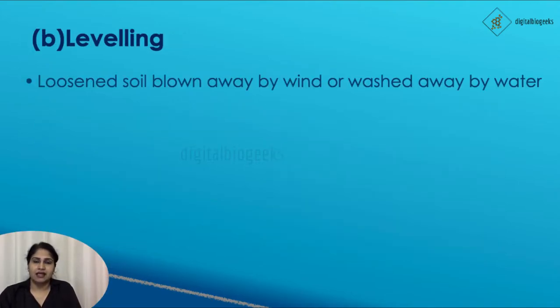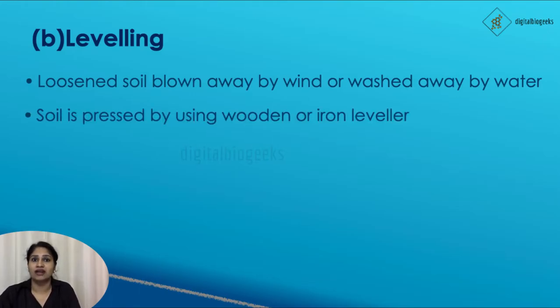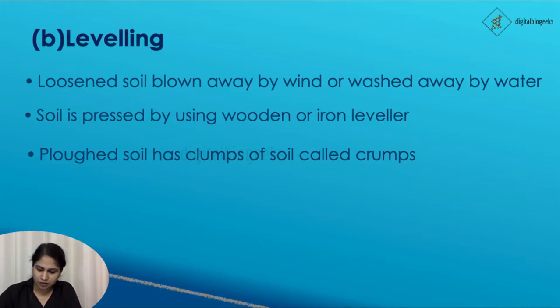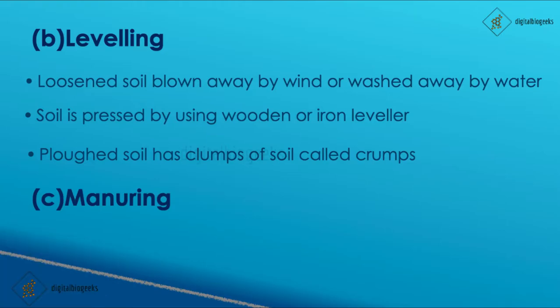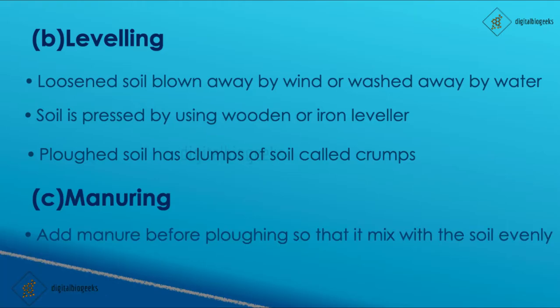Now leveling. Now we know that the loosened soil is there by ploughing. After that, the loosened soil can be blown away by the wind or washed away by the water. To prevent this, we have to press or level the soil with the help of a wooden or iron leveler. Ploughed soil has clumps of soil that are called crumbs. These crumbs break by the leveling. Then manuring. Farmers add manure at the time of ploughing so that the manure can mix with the soil evenly.